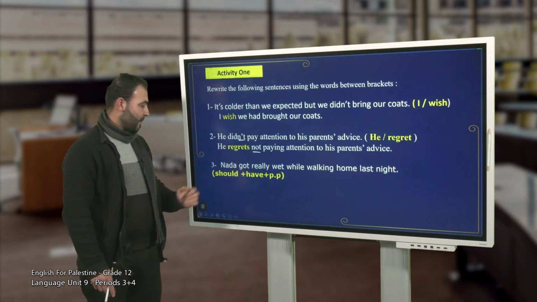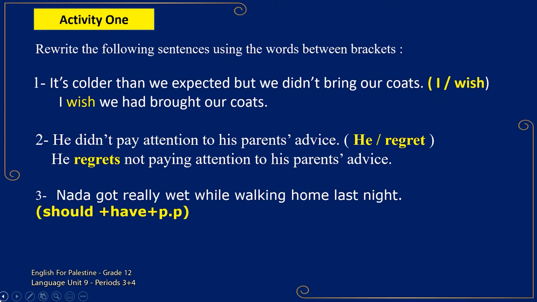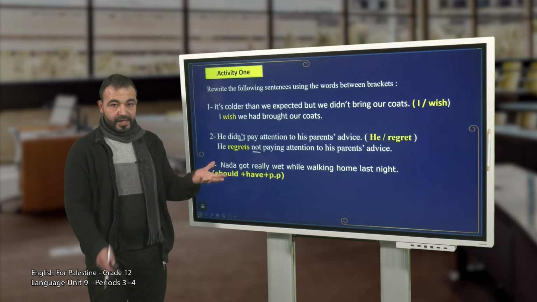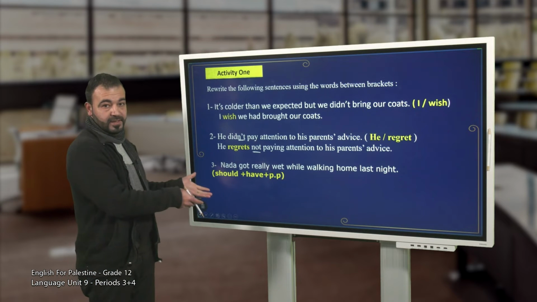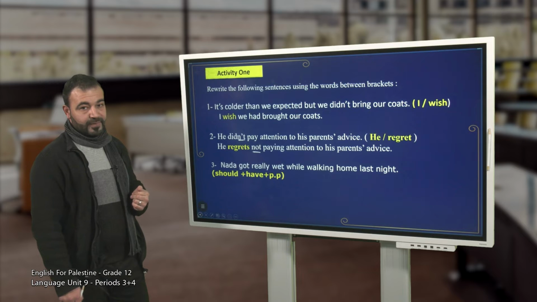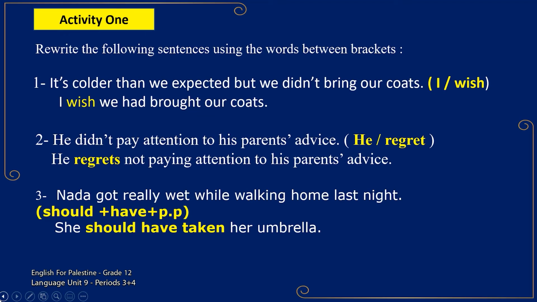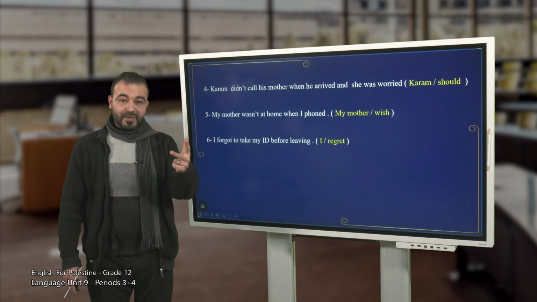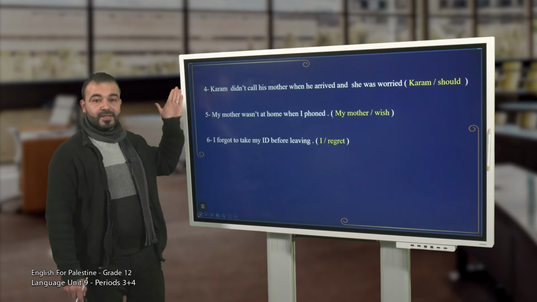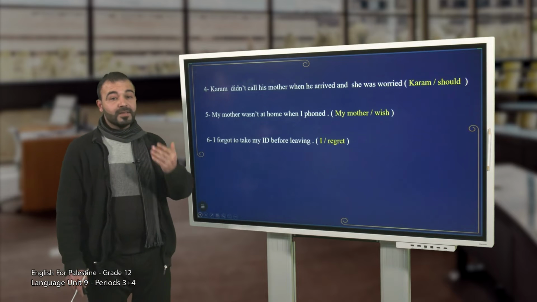Sentence number 3. Neda got really wet while walking home last night. Should have, and the past participle form. Now, we have to criticize her action using should have and the past participle form. The correct answer is she should have taken her umbrella. Yes, again, take 3 minutes, read these sentences 4, 5, and 6. Try to do them.